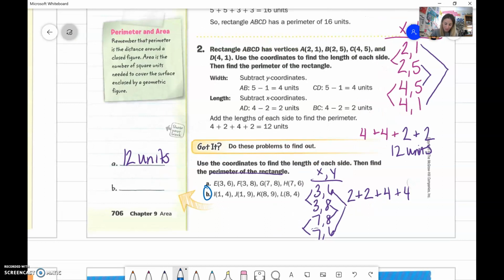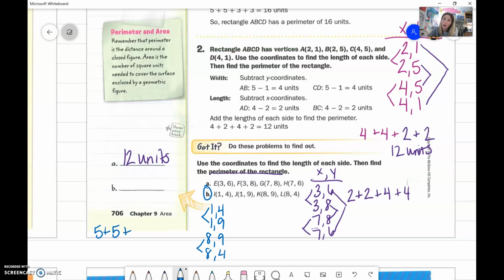Okay, B. So we're going to have 1 and 4. We're going to have 1 and 9. We're going to have 8 and 9, and then we're going to have 8 and 4. So looking at these, let me adjust this just a little bit. Looking at these, we're going to go ahead and take a look at the x ones that are the same, the x coordinates. So I'm going to find the difference of the y. So 9 minus 4 is 5. I have 8 and 8, so 9 minus 4 is 5.